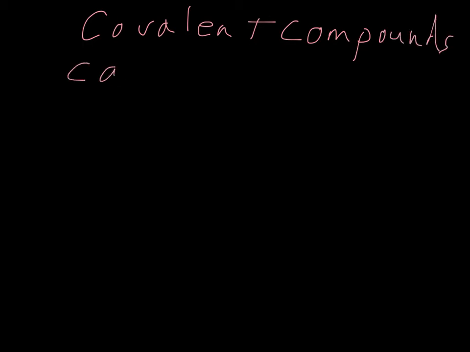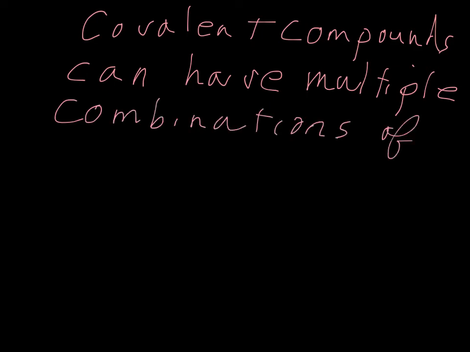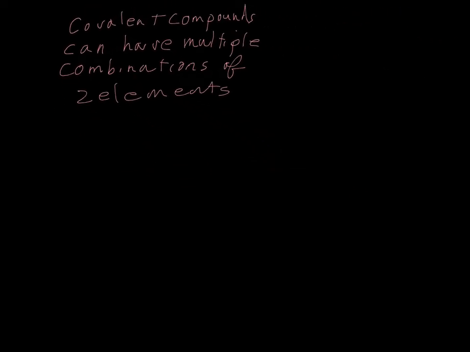It means that because the formula for a covalent compound doesn't represent a ratio, but represents something that actually exists, when you're dealing with covalent compounds, there can be multiple combinations of just two elements. One of the easiest to think of is nitrogen.